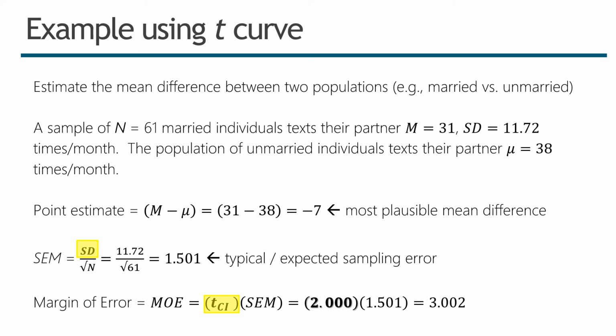First, when you're computing the standard error of the mean, or the expected amount of sampling error, you have to use the sample standard deviation rather than the population standard deviation, again, because you do not know the population standard deviation. The other difference is that you have to use the Tci rather than the Zci. And I'm going to explain on the next slide how that works.